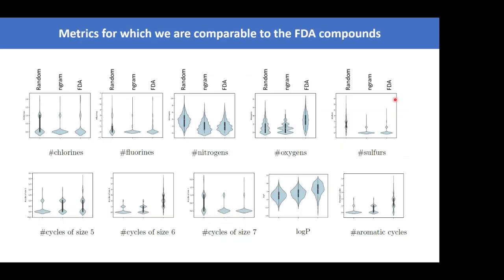Apart from that, the structure of these compounds in terms of proportion of atoms, such as chlorine, fluorine, nitrogen, oxygen, sulfur, is similar between our n-gram approach and the proportion in the FDA compounds. And as you can see, much better in most cases than compounds that are randomly generated. And again, thanks to our shortcut, we keep the number of cycles within check, the physical property within check, and the aromaticity within check.